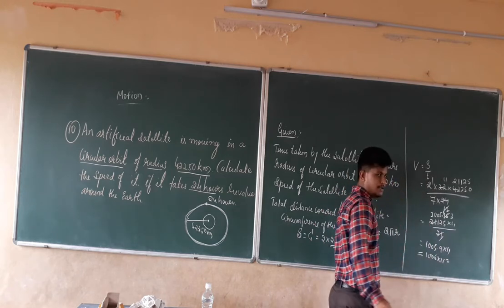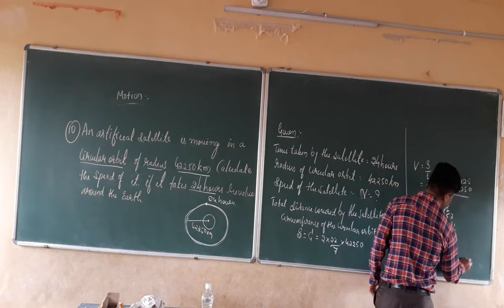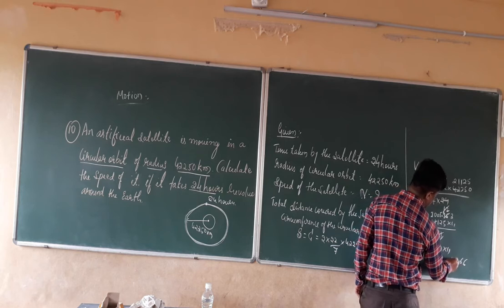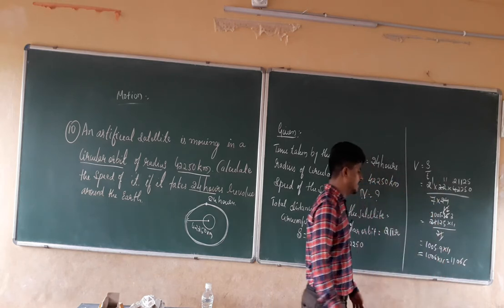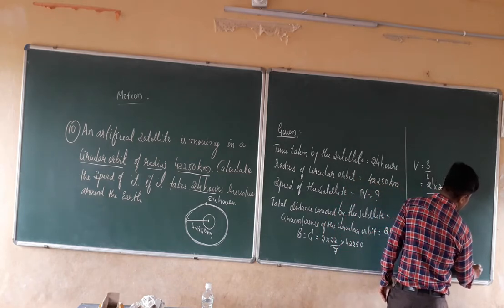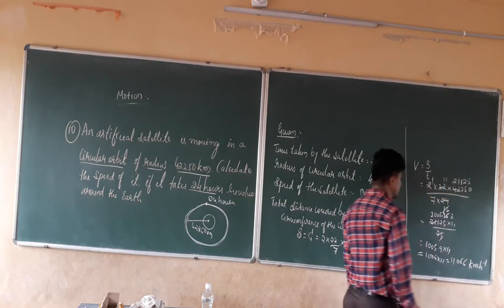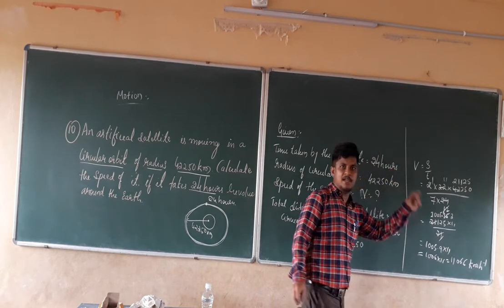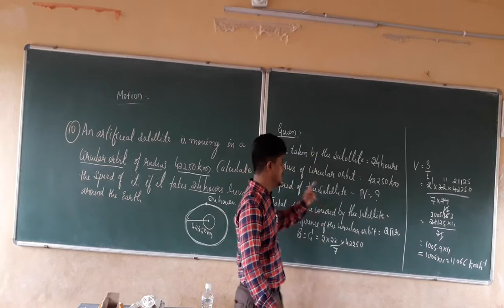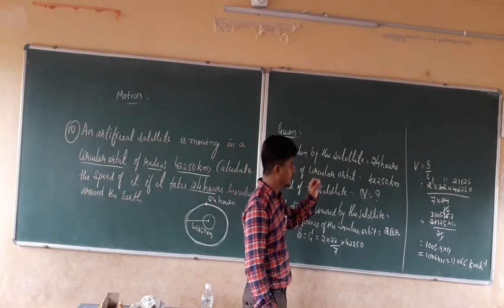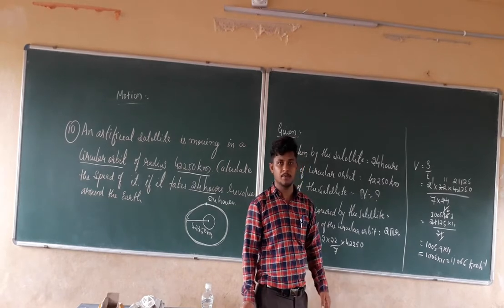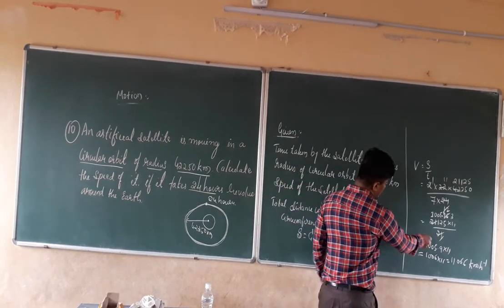That equals how much? 11 6s are 66, 0 0, 11 ones are 11. That is equal to 11,066 km per hour. That is nothing but the speed of the artificial satellite revolving around the Earth, having the radius of 42,250, which is equal to 11,066 km per hour. That we can convert.